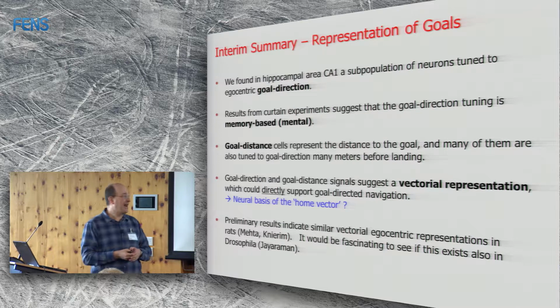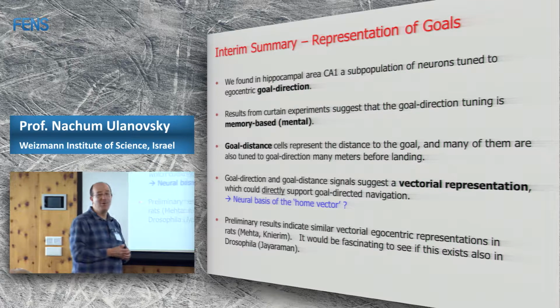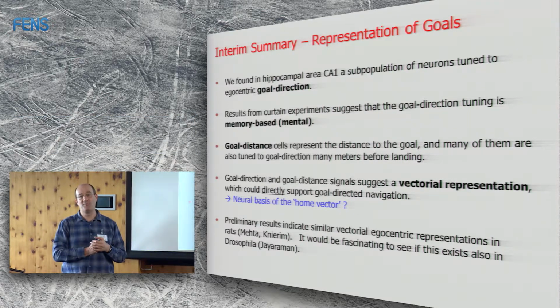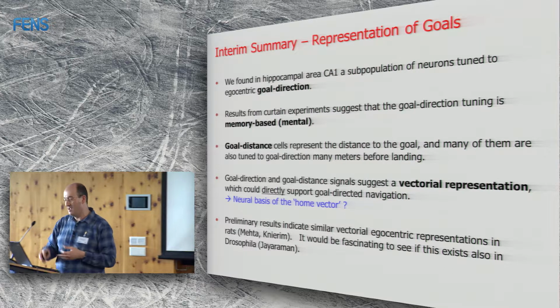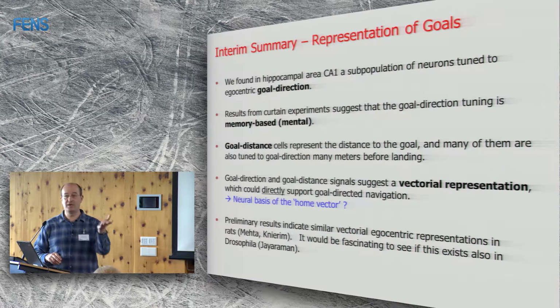And I would be fascinated to hear whether you find these representations in Drosophila, because insects clearly can represent directions to goals. So if that's true, then this is really amazing. This means you have similar representations from insects all the way to mammals. Okay, then before I switch to the next story, any other questions?